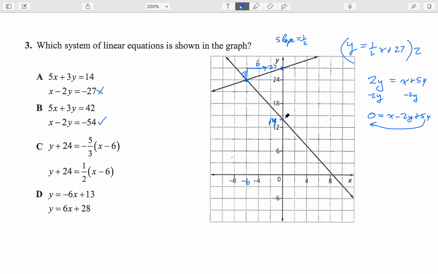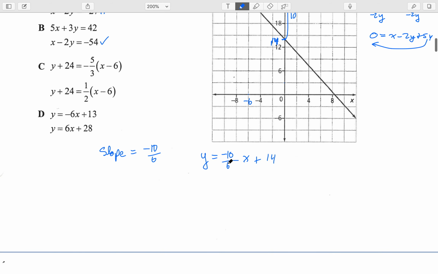Could it be this one? Could it be this one? Let's see. What's the rise over the run? If this is 14, right? How much are we going up? We're going up 10. And how much are we going over? 2, 4, 6. So in this case, the slope is negative 10 over 6. So I could do this. Y is equal to negative 10 over 6 x plus my y-intercept, which is 14. Hang on, that's 5/3, right? Y is equal to negative 5/3 x plus 14.